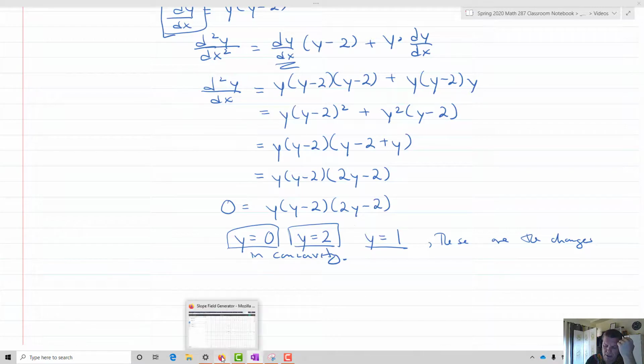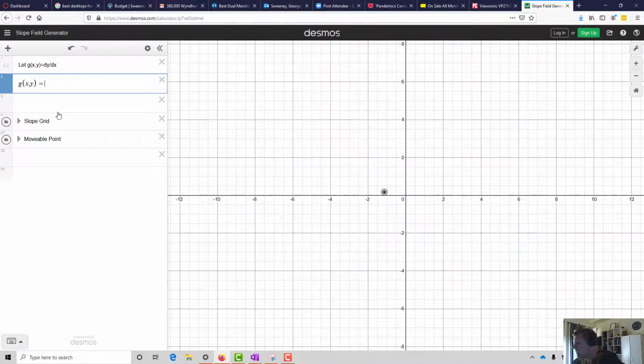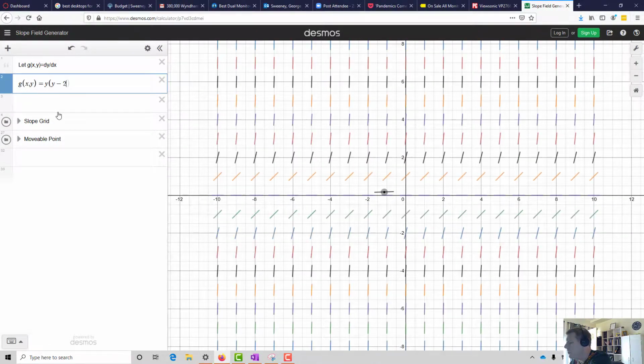So let's go in and take a look at it in Desmos. Okay, so now let's change this. This is going to become y times y minus 2.